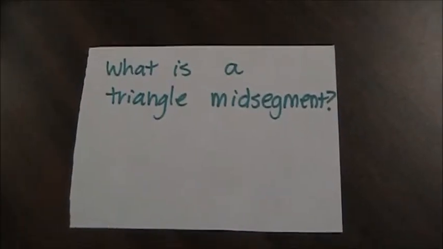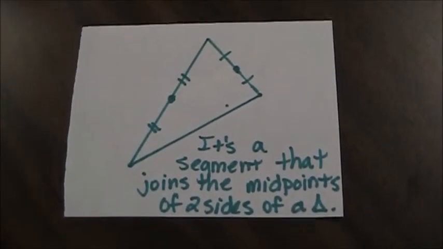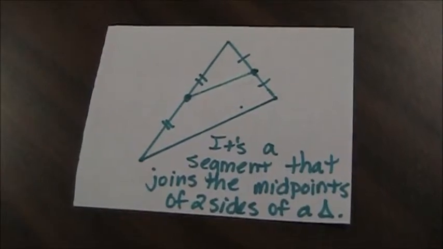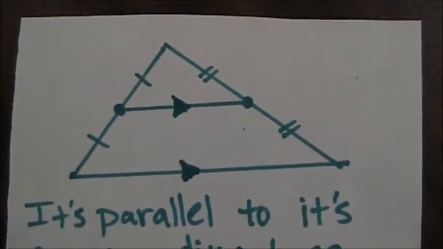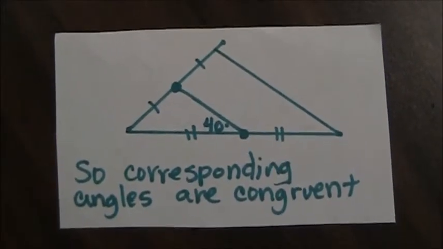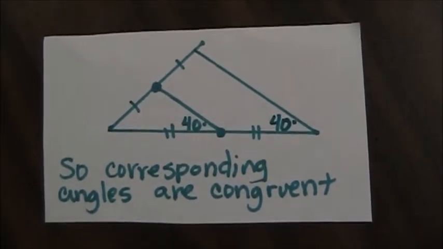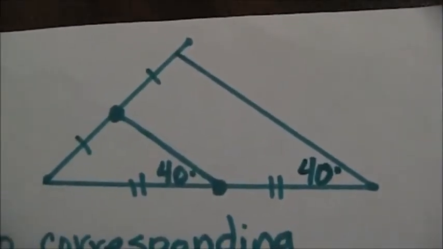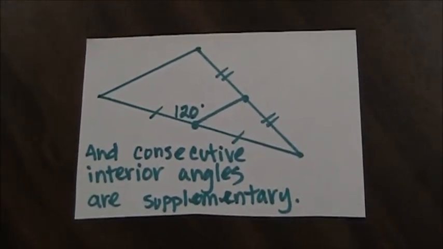What is a triangle mid-segment? It's a segment that joins the midpoints of two sides of a triangle. Hoop, there it is. What's more special about it? It's parallel to its corresponding base. Like that. So that makes corresponding angles congruent. And consecutive interior angles are supplementary.